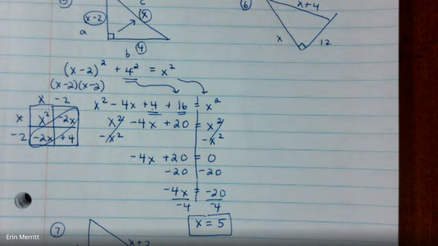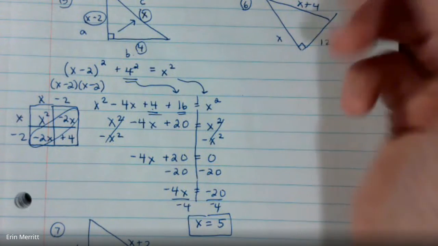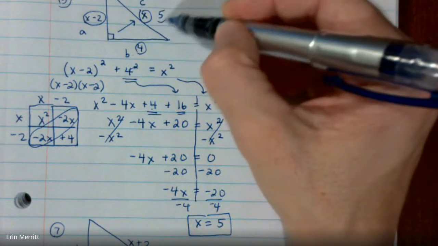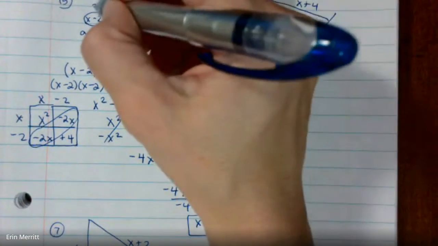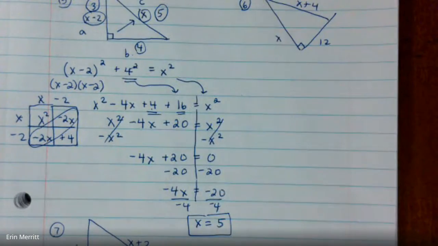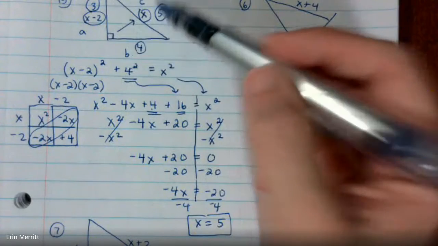And I'm done. Oops, right off the page there. So when I go back, the hypotenuse was x, so that's 5. And then this leg was 5 minus 2, and so it actually comes out to be 3. So my side lengths are 3, 4, 5.